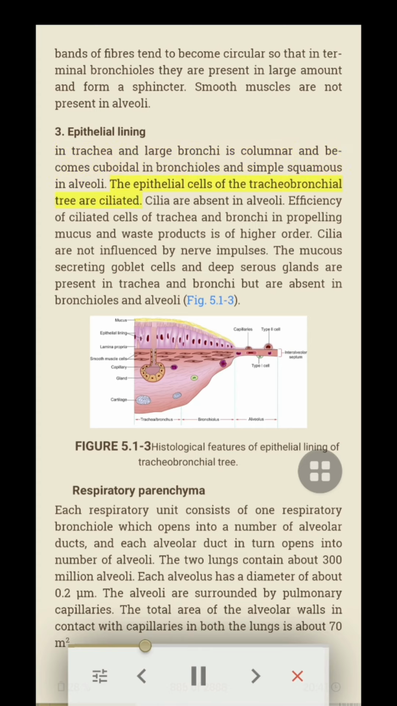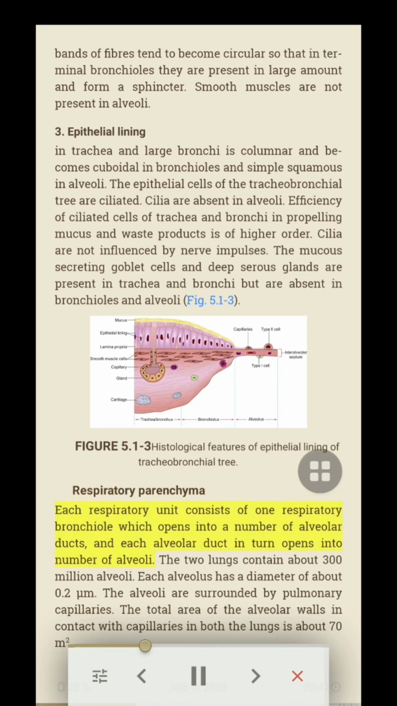The epithelial cells of the tracheobronchial tree are ciliated. Cilia are absent in alveoli. Efficiency of ciliated cells of trachea and bronchi in propelling mucus and waste products is of higher order. Cilia are not influenced by nerve impulses. The mucus-secreting goblet cells and deep serous glands are present in trachea and bronchi, but are absent in bronchioles and alveoli. Figure 5.1-3: histological features of epithelial lining of tracheobronchial tree.